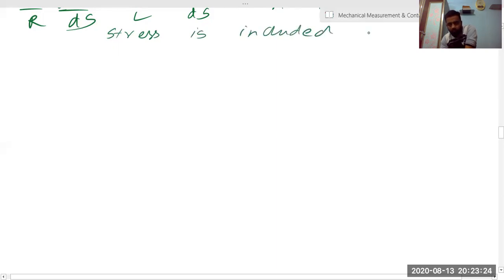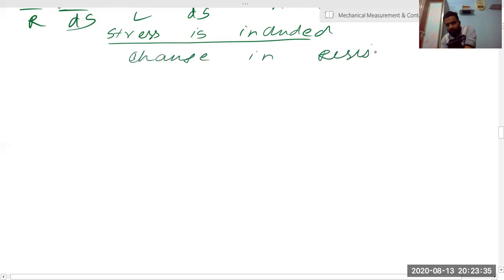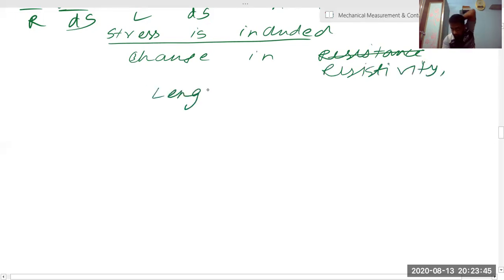Okay, when there is stress induced, what I am getting is there is change in resistance. You can say, rather than resistance, you can write resistivity, right? And change in length and cross-sectional area. This we already know, so I'm just trying to elaborate this for you.